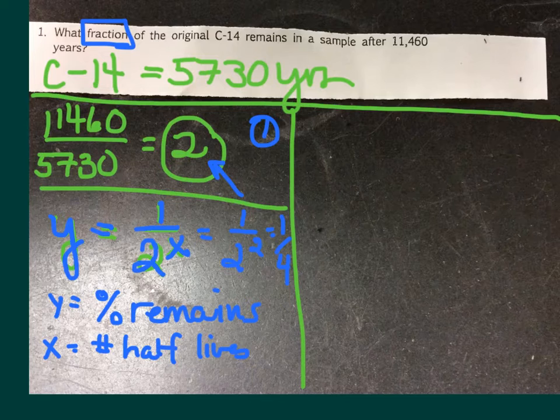If it said what percent, what do we have to do next? Convert that to your decimal. So the decimal is 0.25. Then we convert that by multiplying it by 100, and we end up with what percent? 25%. That's method 1 of solving this problem.